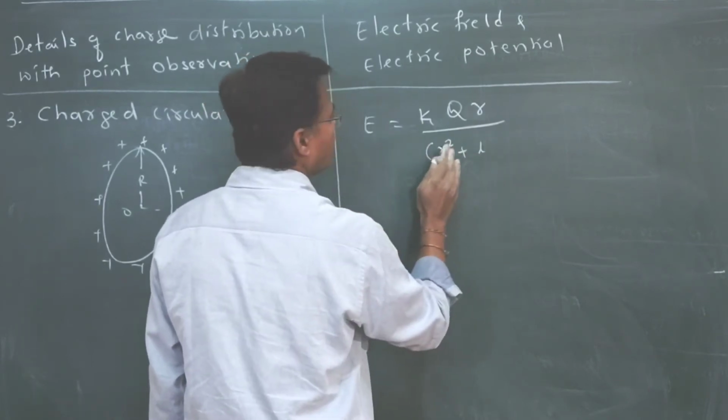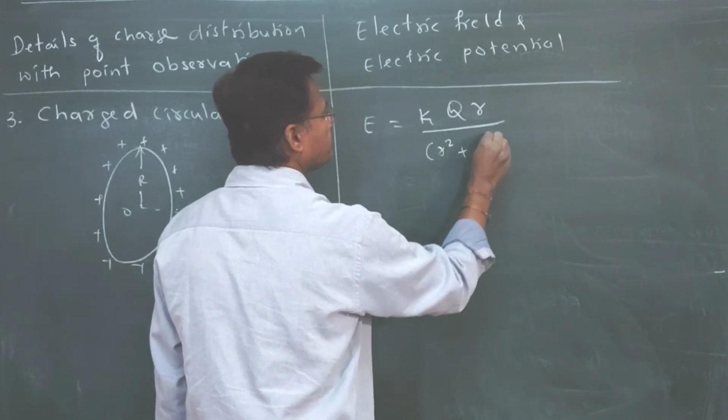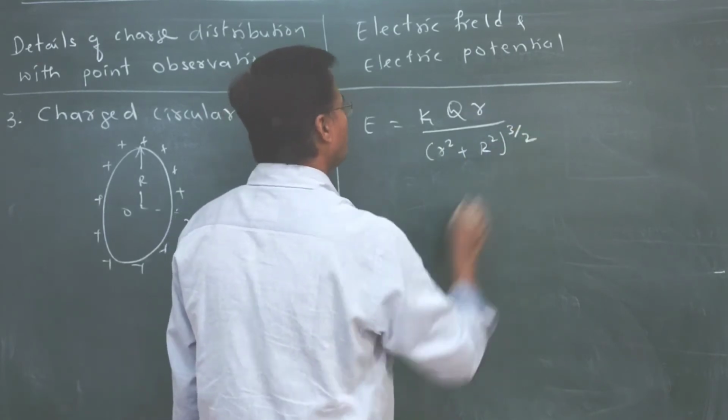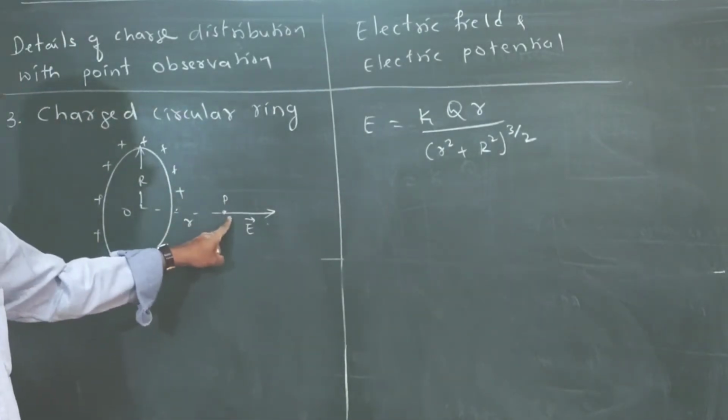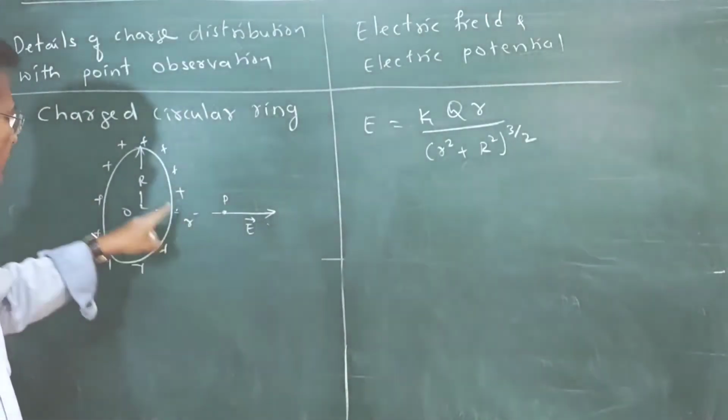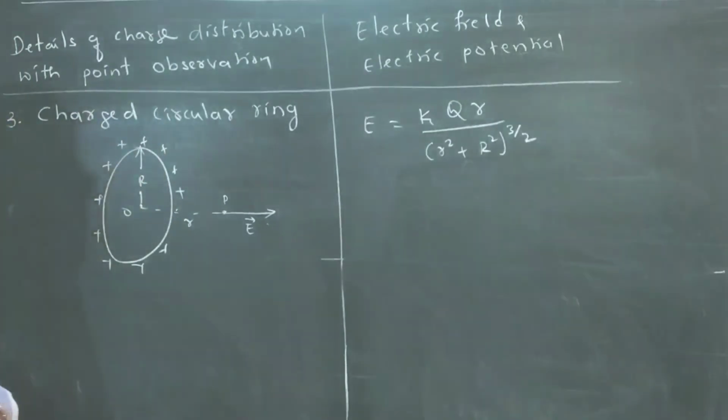This is capital R square to the power of 2. Small r means the distance from the center to that point P, and capital R is the radius of the ring we are taking. So that is kQr divided by (small r square plus capital R square) to the power of 3 by 2.